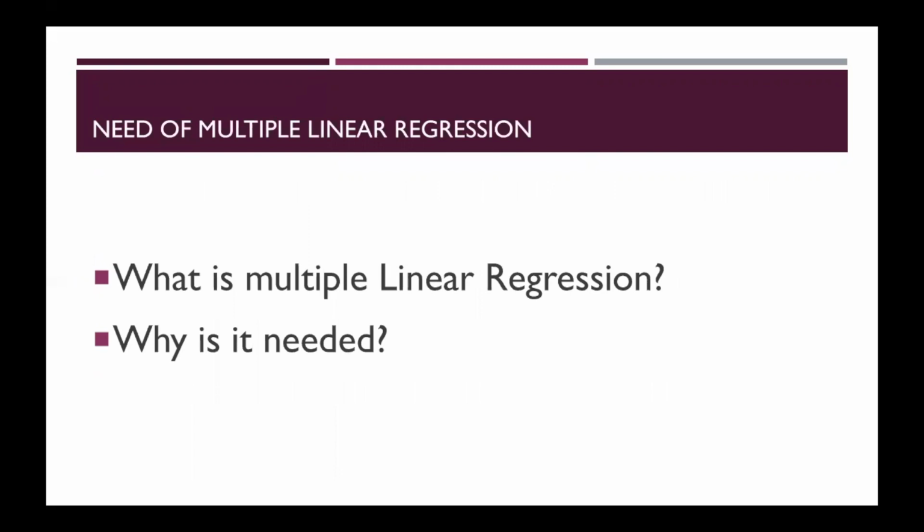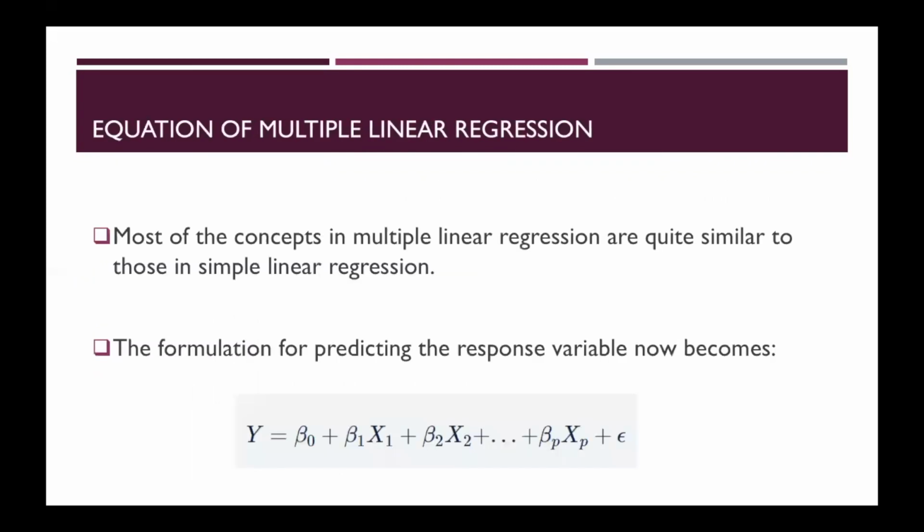The need of multiple linear regression, that is, why is it needed? Let us discuss all these things. Most of the concepts in multiple linear regression are quite similar to those in simple linear regression. As you can see in the equation on the slide, y is equal to beta 0 plus beta 1 x1 plus beta 2 x2, and it goes on till beta p xp, and then some error epsilon. This is the typical equation that is created for multiple linear regression.